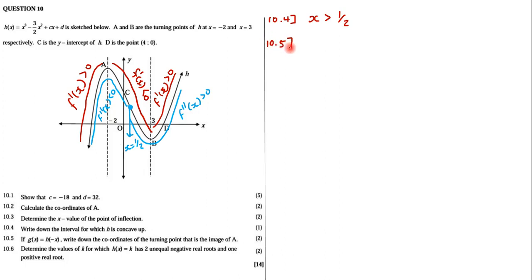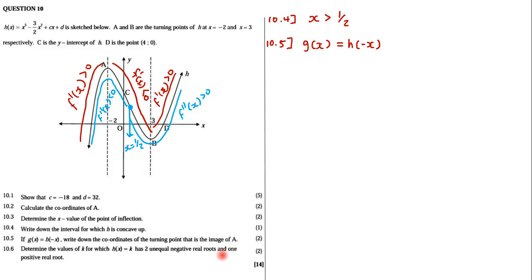So let's move on to 10.5. 10.5 states that if g of x is equal to h of minus x, write down the coordinates of the turning point that is the image of A. All right, so what is happening here? They're saying that a new function, g, is the same as h of minus x, so now we need to find the turning point of that g, which is an image of A.